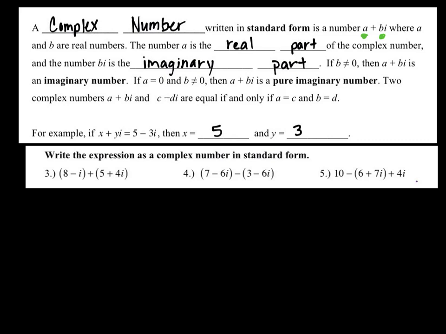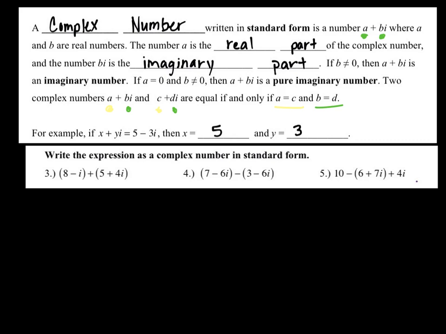So if a equals 0 and b does not, in this case you would only have the imaginary part. You wouldn't have the constant real part. Then it would just be a pure imaginary number. So two complex numbers, a plus bi and c plus di, are equal if and only if a and c are equal to each other, and the imaginary parts, b and d, are equal to each other. And just remember, a, c, b, and d are just numbers, just coefficients.